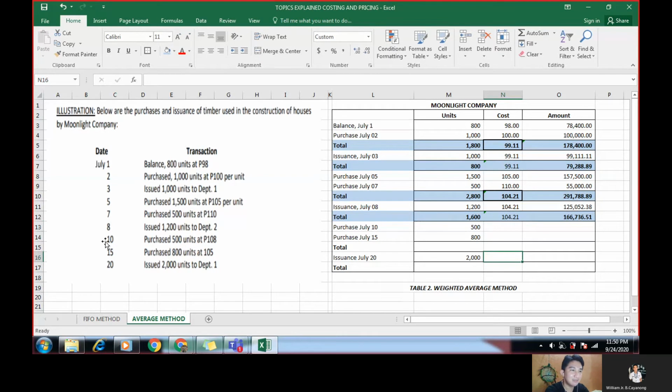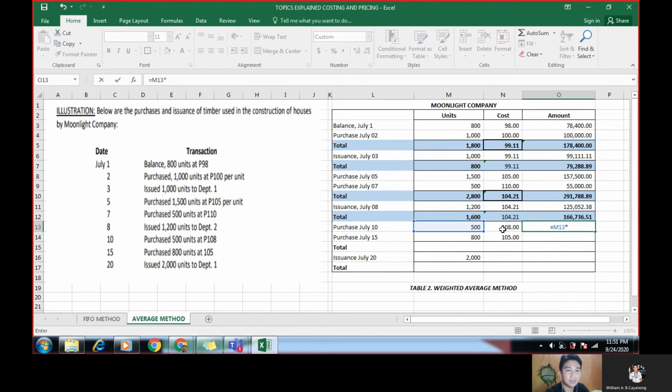Ayun, may another purchase na naman tayo on July 10 and 15. So, that is 500, 800. So, from the balance natin na 1,600 units, nadagdagan siya ng 500 and 800. Again, kapag magkasunod lang yung purchases, no need na mag-compute ng panibagong price sa bawat isang purchases. Pwede na natin siyang pagsabayin, just like ginawa ko kanina. Ayan. So, magkano ba ang price ng 500 units? 108 pesos. How about the 800 units? That's 105 pesos.